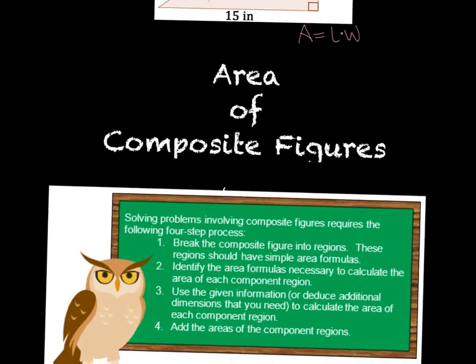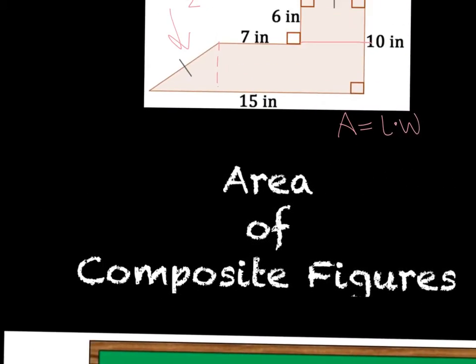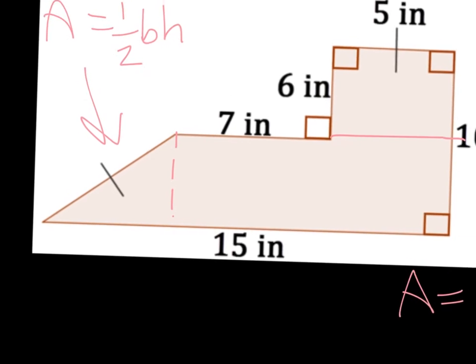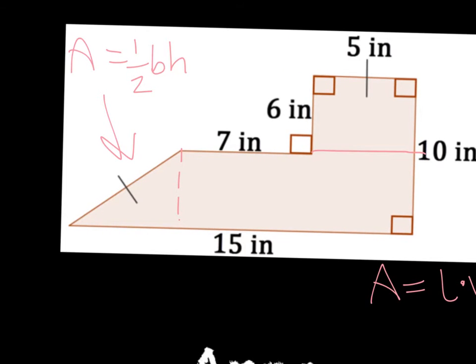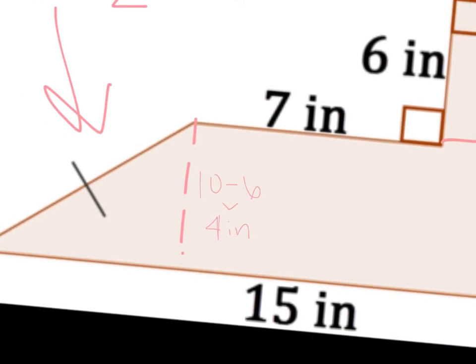All right, our third step, use the given information, or we might have to deduce. We might have to figure out some dimensions to calculate the area of each component. So let's first look at our triangle. It doesn't tell us the height of our triangle, but we see that the full height of this figure is 10 inches. But the height of our rectangle only goes up to here, so that's 6 inches down from the top. So to figure out the height, we can do 10 minus 6, which gives us 4 inches. So I now have that the height of my triangle is 4 inches.